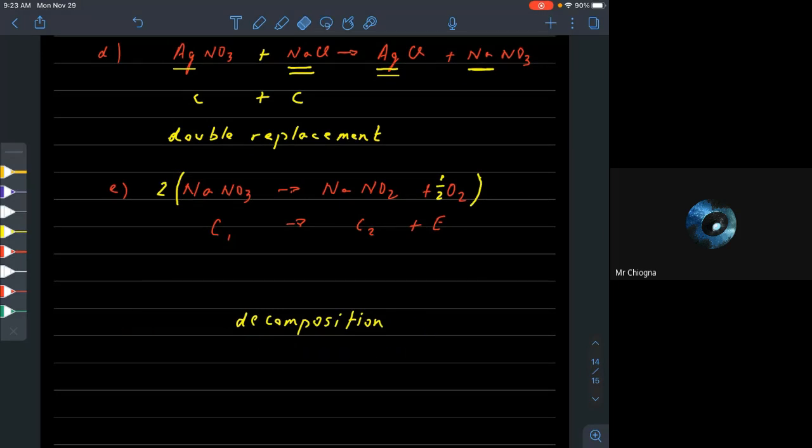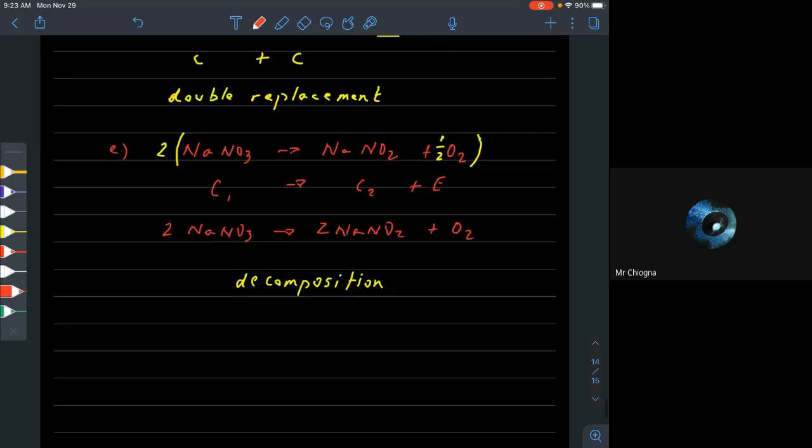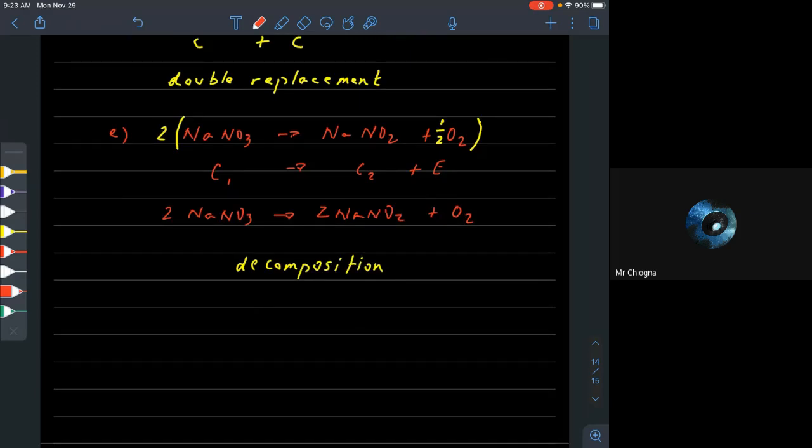Multiply each of the coefficients by 2. So what do you end up getting? You end up getting, yeah, 2 NaNO3 produces 2 NaNO2. 2 times a half is just 1. Okay, now it should be balanced.